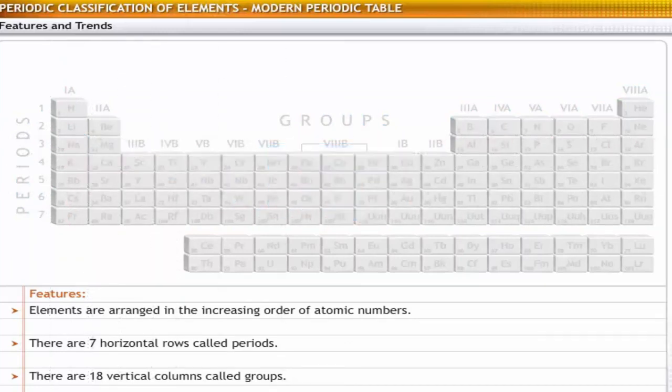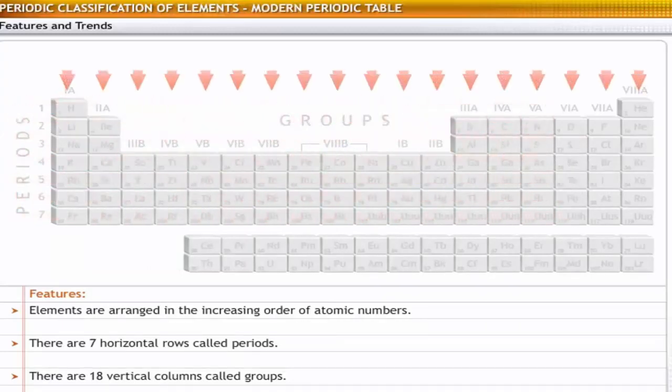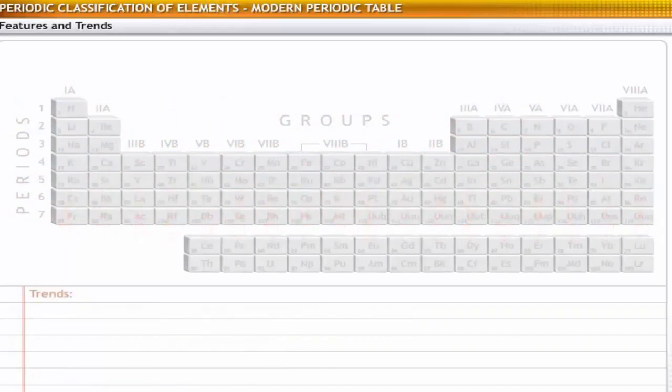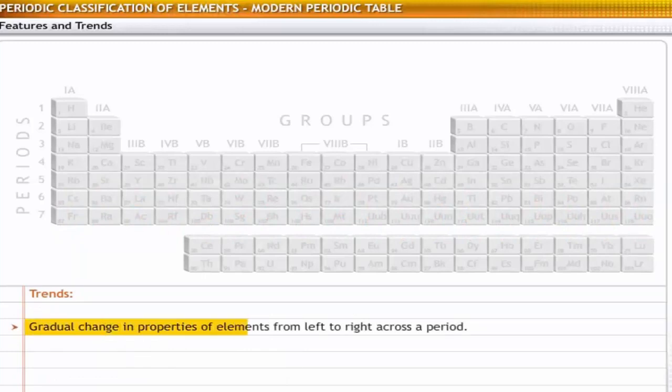You can observe trends in the properties of elements as you analyze them across periods and down groups. Let's look at the basic trends in brief. The properties of elements change gradually from left to right in a period, as an electron is added to the outermost shell.